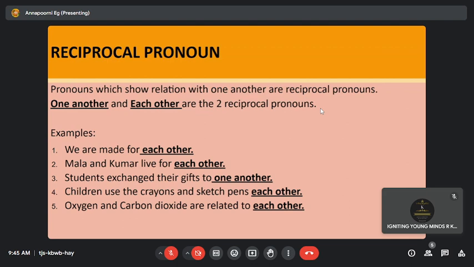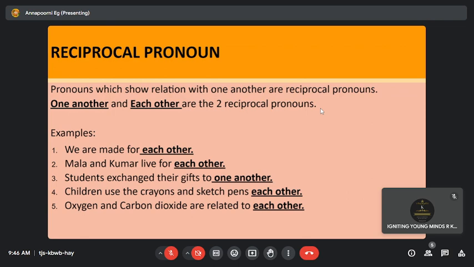Okay, so for example, we are made for each other. Mala and Kumar live for each other. Students exchange their gifts to one another. इसका मतलब students उसका gifts each other परस्पर exchange किया. Children use the crayons and sketch pens each other.